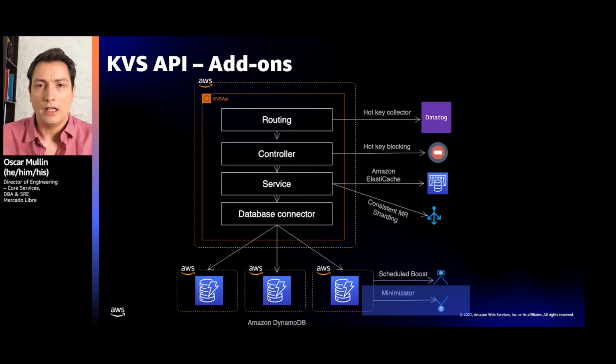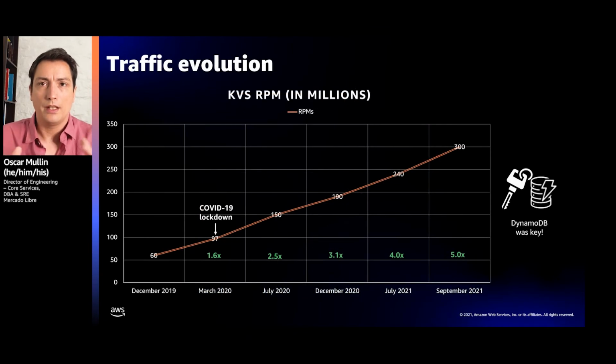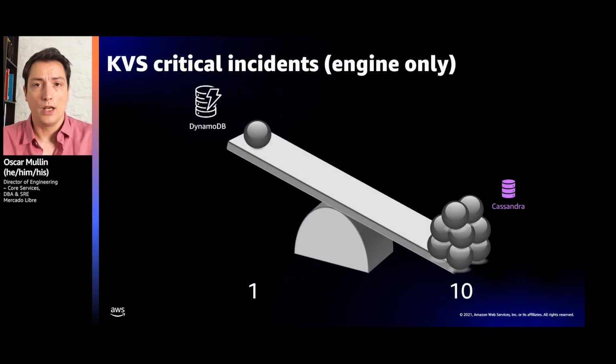So as you can see, our traffic grew significantly through the last years, even more with the COVID-19 lockdown. And in order to be able to cope with this traffic in a sustainable way and also with the right level of availability, our migration to DynamoDB was completely key. As we moved from having 10 incidents to only one, and also, as you saw, we have some built-in features to work smoothly with it.